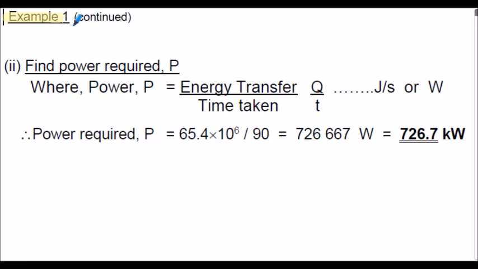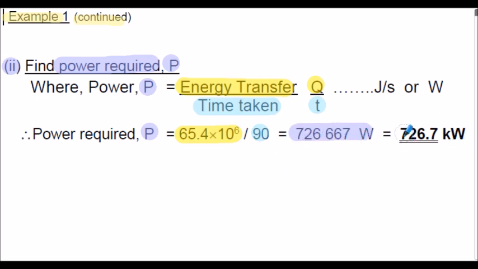Example 1, continued. We're also asked to calculate the power required, capital P. We know the formula for power is equal to the energy transferred, that's Q, divided by the time taken, t. So evaluating, the power is equal to the energy calculated on the previous slide, divided by the time taken, 90 seconds. So essentially our power works out to be approximately 726.7 kilowatts. So here's the solution for example 1.